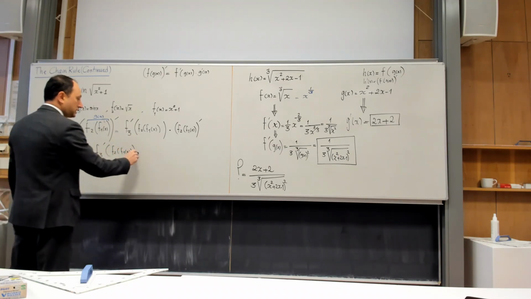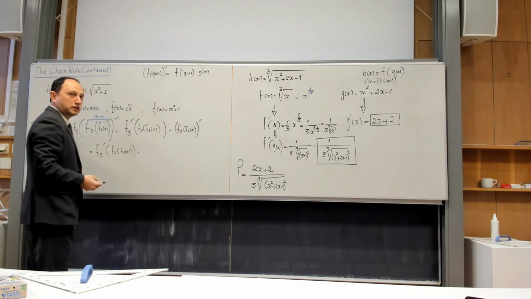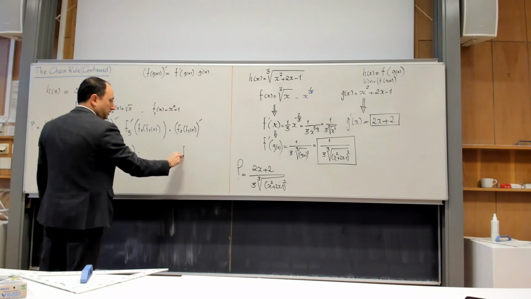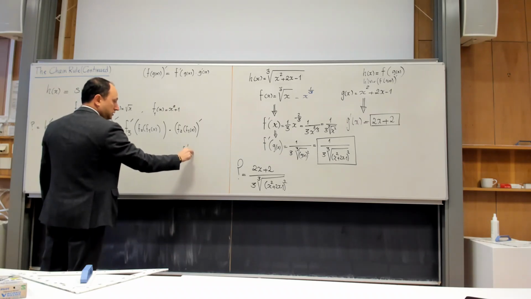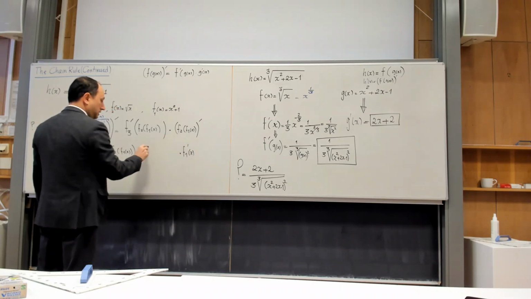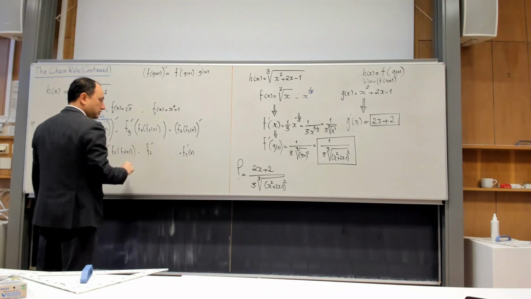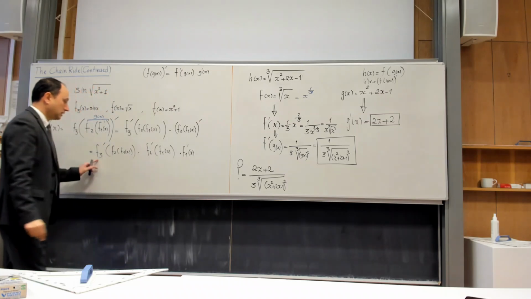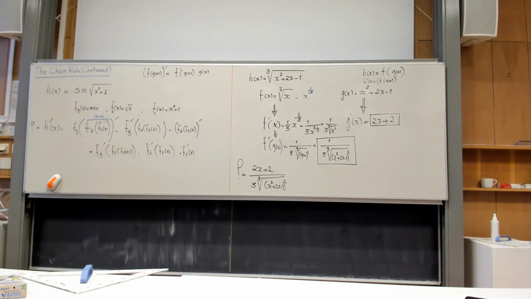Yes? But what can I write for this one? Another chain rule here. There is f2 after f1. So what I have to do, I have to differentiate the inner function and multiply it by the derivative of the other function applied at the inner function. So that is the formula for the chain rule for three functions.